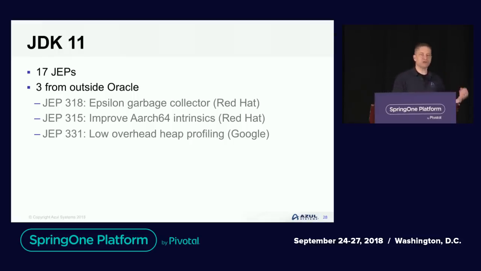Azul were actually the first company to submit a JEP that was accepted into JDK 9. We had 3 in JDK 10, and we've got 3 from outside of Oracle in JDK 11. So there's the Epsilon garbage collector, improved intrinsics for the ARM64 architecture, and low overhead heap profiling. That one came from Google, which is great because Google are back into Java again.